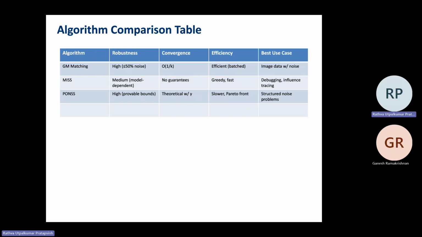Okay, so once I forget, you don't understand what's happening there. Okay, so GM matching is fundamentally a distribution matching algorithm. It uses kernel embedding. Basically, its robustness is high, and it's more elegant and distributional than MISS and PUNSS, as compared to MISS, which is statistically grounded and lightweight.